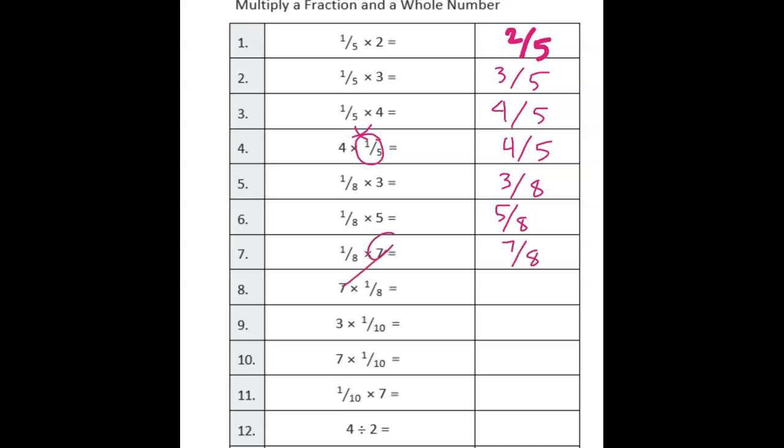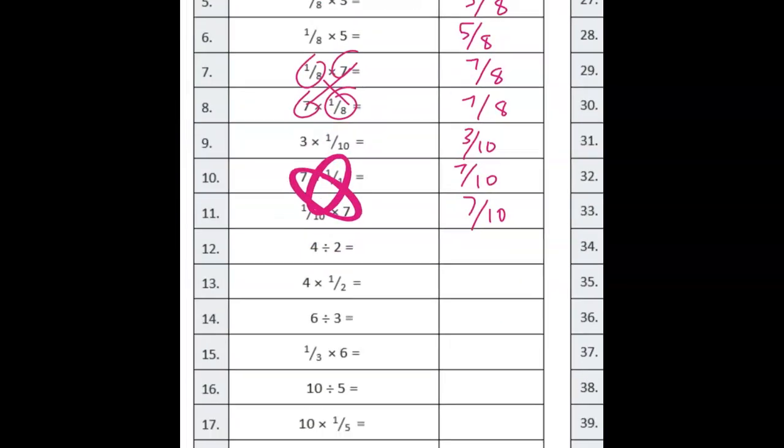And then this you'll see is just the reverse. So because of the commutative property, we'll have the same answer again, 7/8. 1/10 3 times is 3/10. 1/10 7 times is 7/10. And then again, we have a copy or a reverse order, 7/10. And then things start to change a little bit. So let me fix the screen.